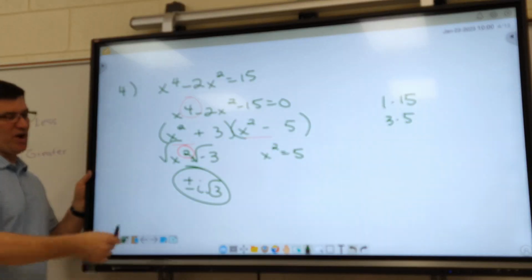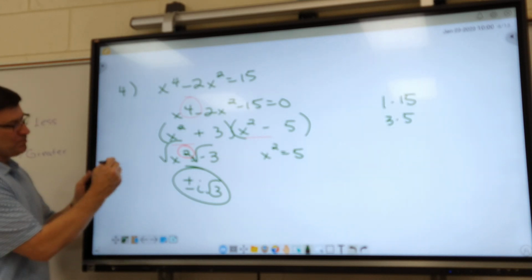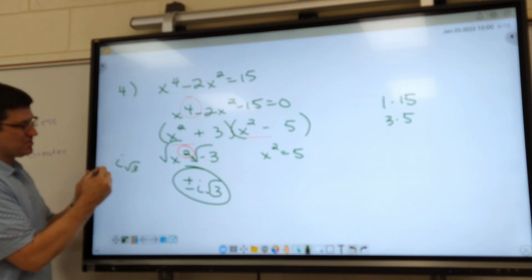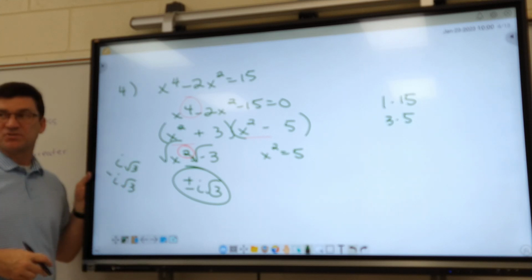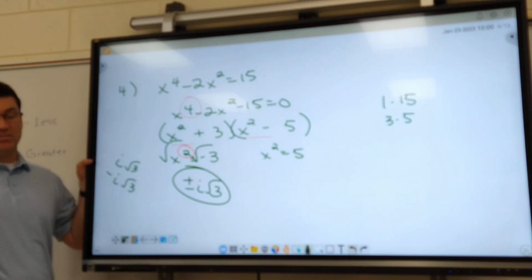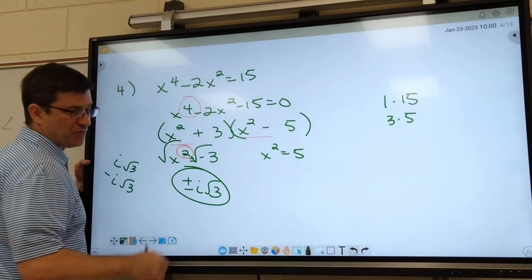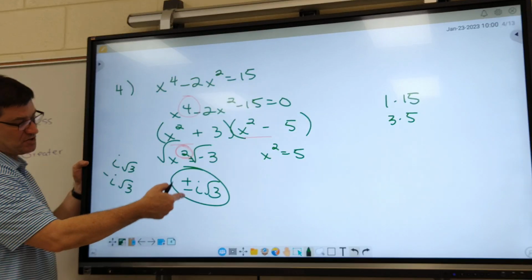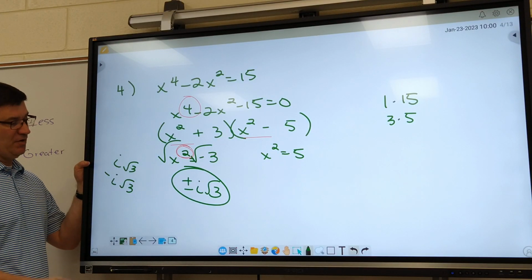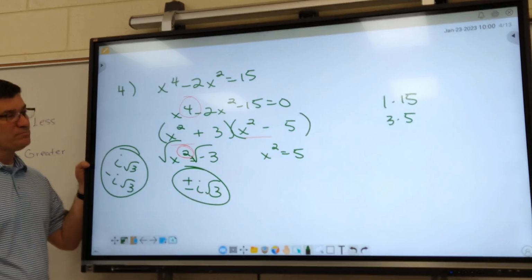Now remember, you can write it that way as long as you remember positive i root 3 is your first answer, negative i root 3 is your second answer. Because we got to find 4 answers for this problem. 2 from this side, 2 from that side. I'm good with y'all just writing plus or minus i root 3. If you want to go like this, you can.